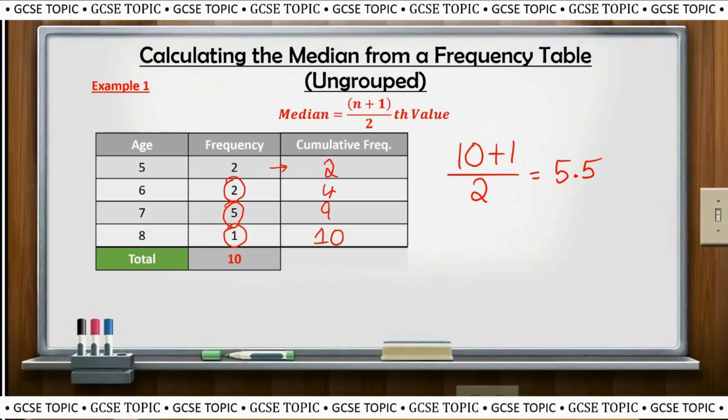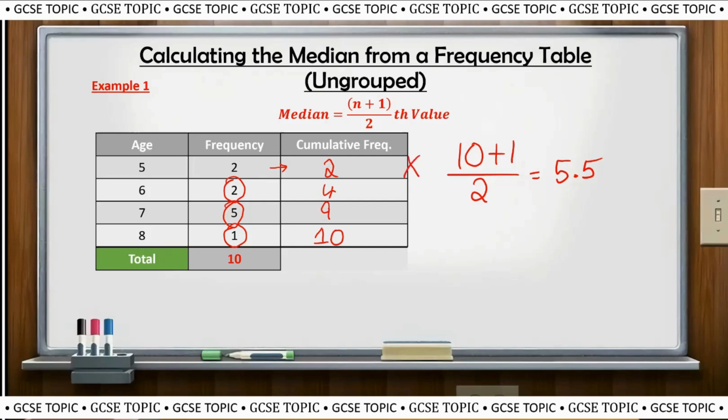I do this simply by going down my cumulative frequency column and finding the first number which is bigger than 5.5. So my first cumulative frequency was 2, and this is less than 5.5, so my median age is not 5.